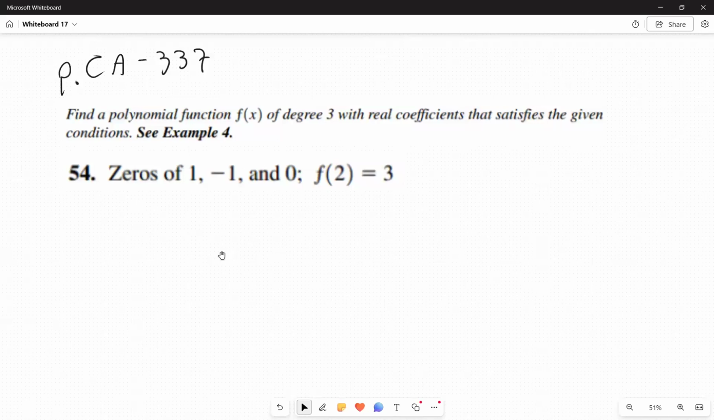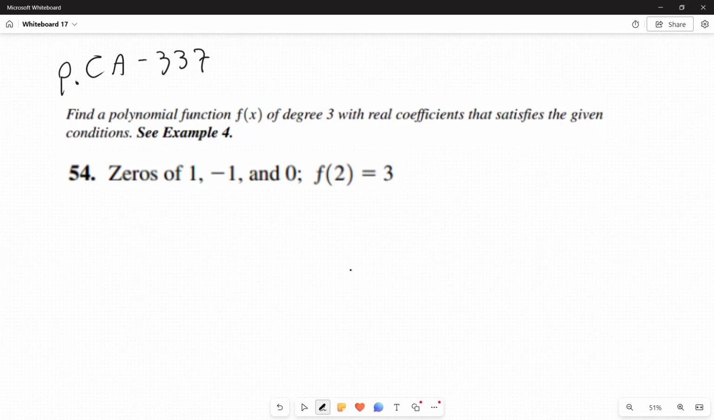Hi, in this video, I will do examples with zeros of polynomials. So we skipped section 3.2. We went from section 3.1 to 3.3. And what we're going to do is write a polynomial function with the given conditions in standard form. So these are on page 337. We are going to find a polynomial function of degree 3 with real coefficients that satisfy the given conditions.